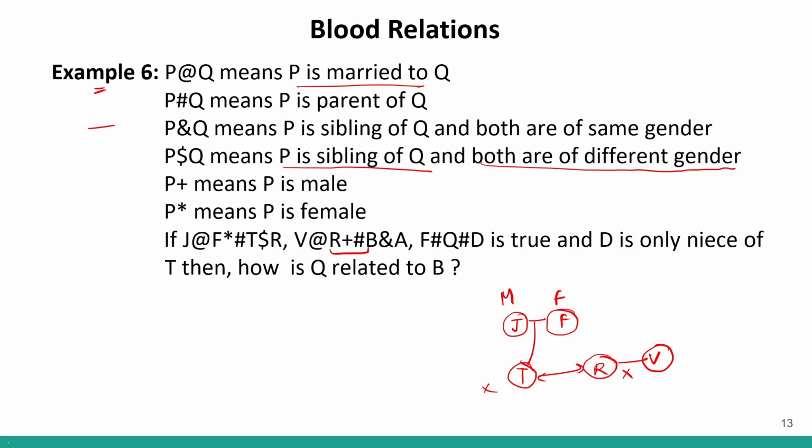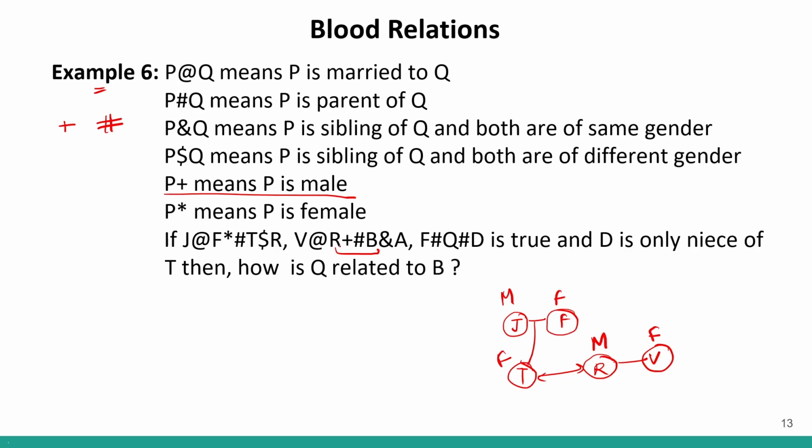Then it is given to us R plus hashtag B. So we have to decode for plus also and hashtag also. Correct? Two decodings are required. R plus means R is male. So if R is male, the spouse would be female. Right? And if R is male, the gender of T would also be female. How? Because they are of different genders. So if this is male, this would also be female and this would also be female.